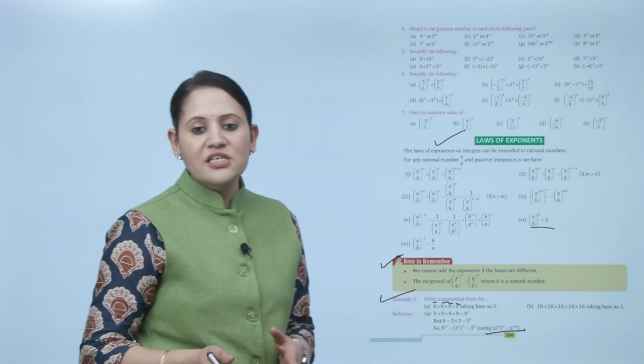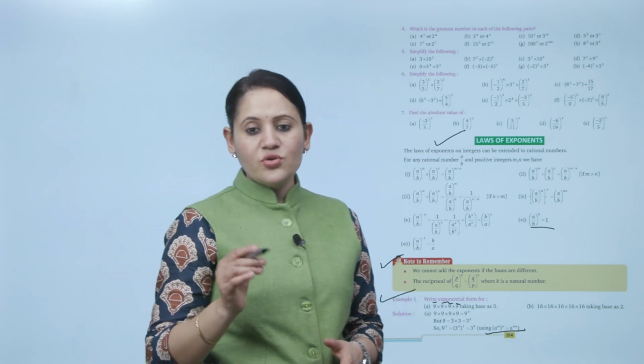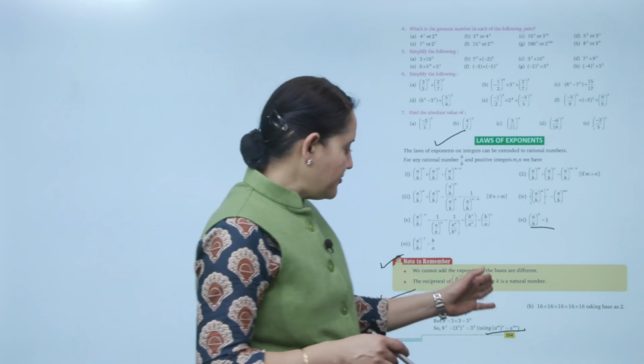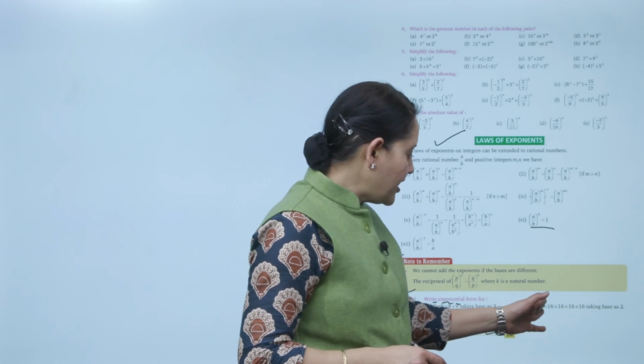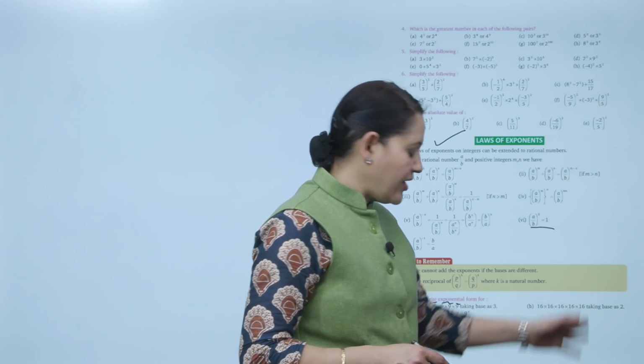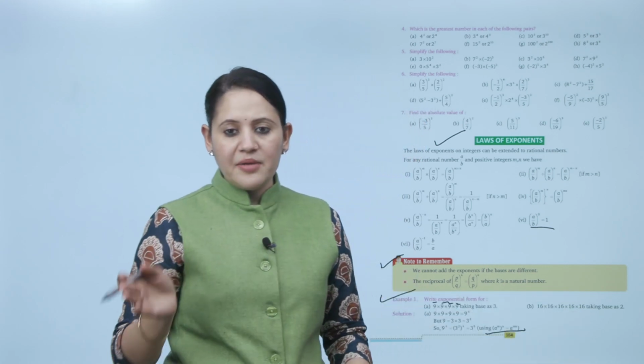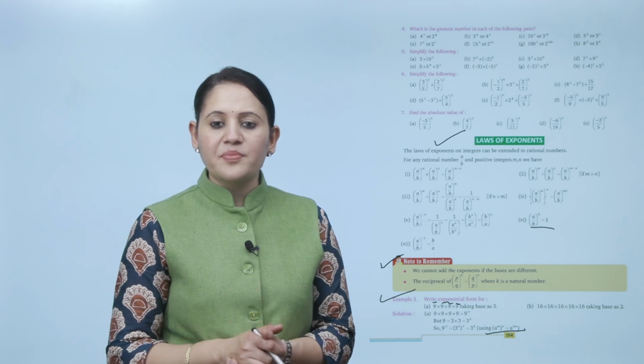Here 16 into 16 into 16 into 16 into 16. So how can we write 16? 2 to power 4. So every time we'll write 2 to power 4, and there are 1, 2, 3, 4, 5 of them. 2 to power 4 multiplied five times means 2 to power 20.